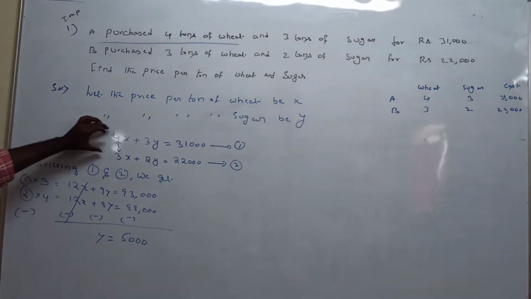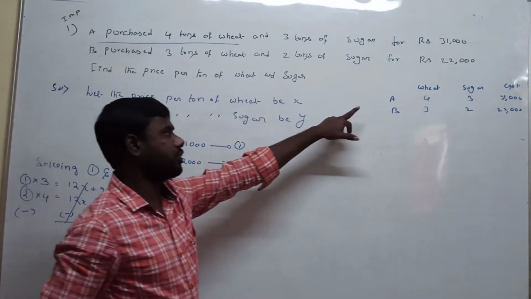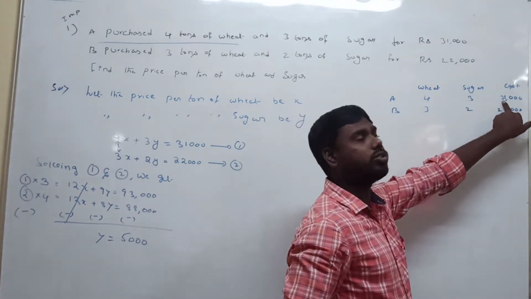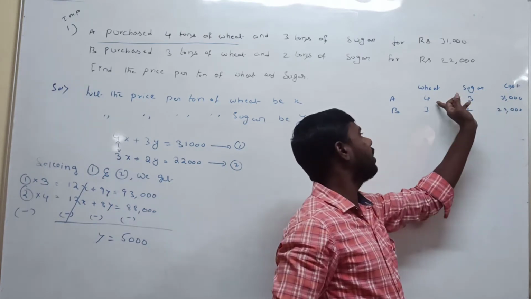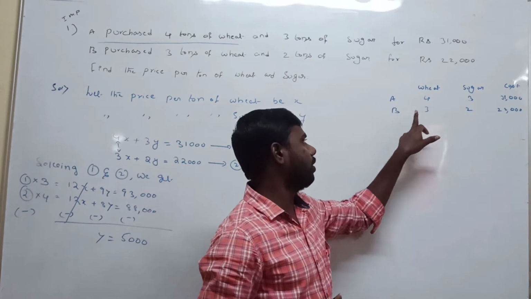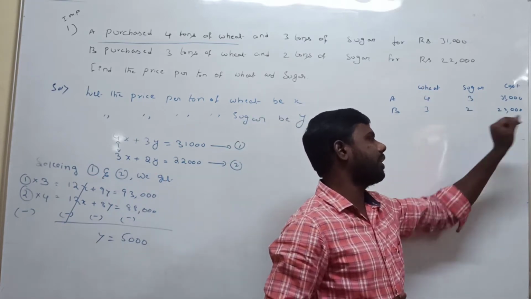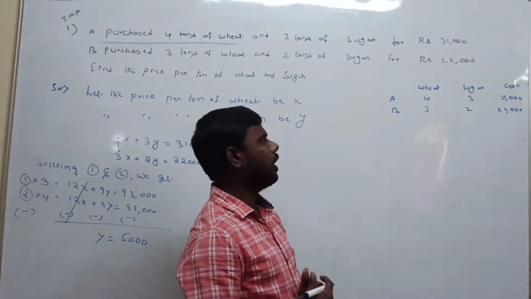So you didn't understand? How will you get these both equations? They gave: purchase 4 tons of wheat and 3 tons of sugar, the total amount they gave is 31,000. That's why the sum of the total amount is equal to 31,000, so 4x plus 3y is equal to 31,000. Next, we purchased 3 tons of wheat and 2 tons of sugar, the total amount they gave is 22,000. Thus we are taking 3x plus 2y is equal to 22,000.